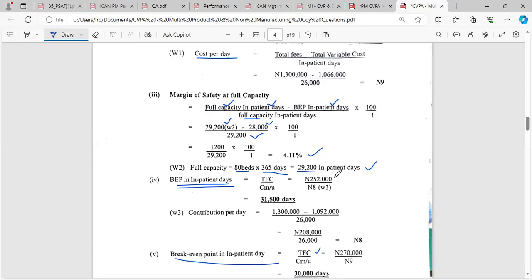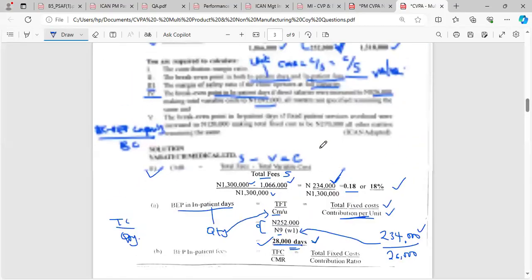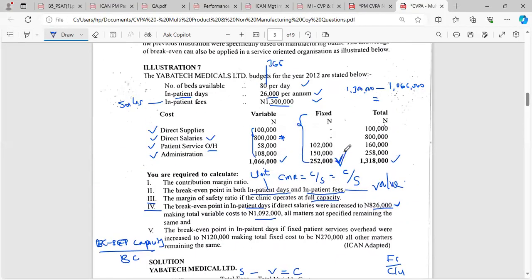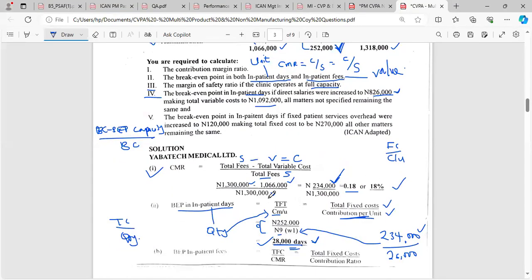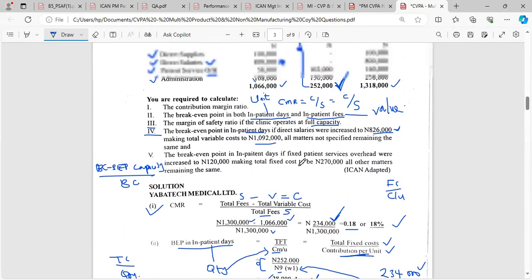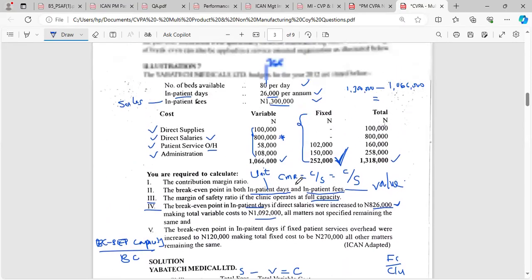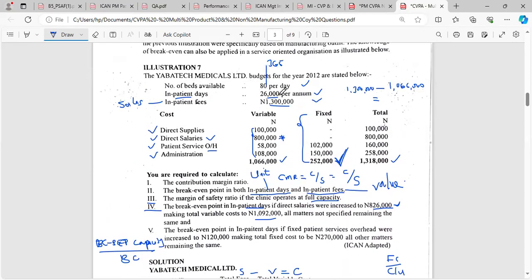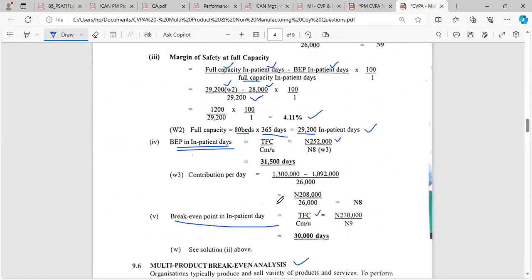So total fixed cost is 252,000, as you see in the question. It is not changing. What we now focus on is contribution, and our contribution has increased from 1,066 to 1,092. So you say 1,092,000 divided by 26,000 per annum to get per unit. Okay, I think that's what we are supposed to do. Good.